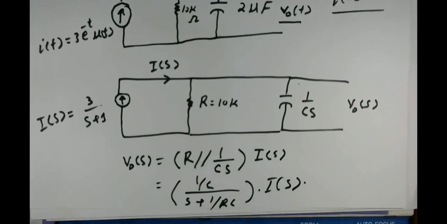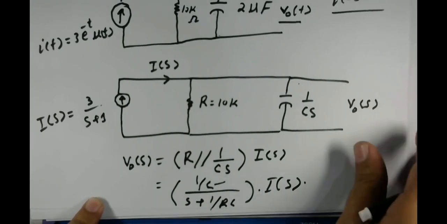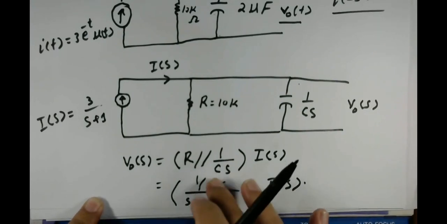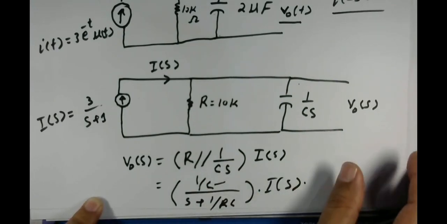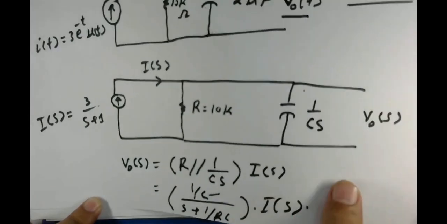Okay, this is your final equation. You already know the value of C, the value of R, and the value of I of S. So now we just need to put the values of C, R, and I of S into this equation, and we will get our output V out of S.